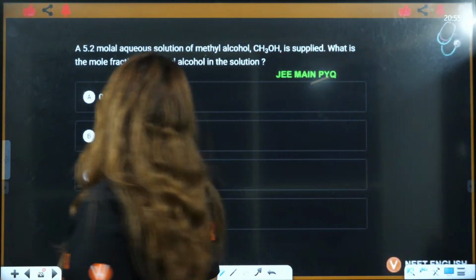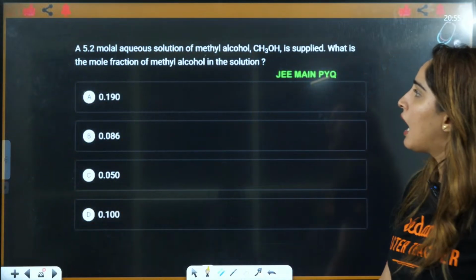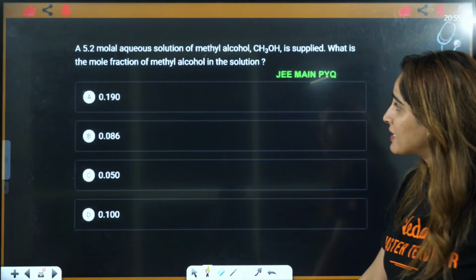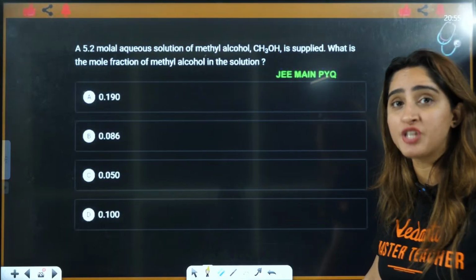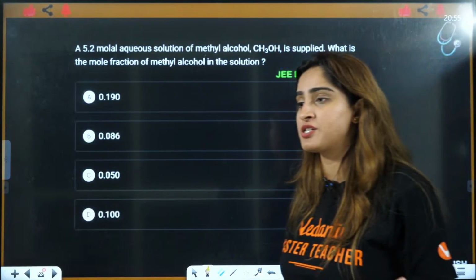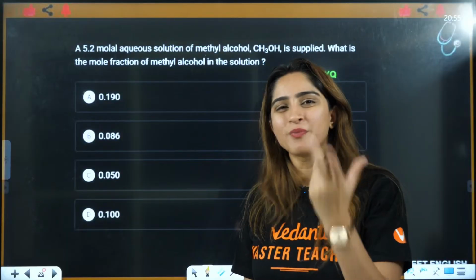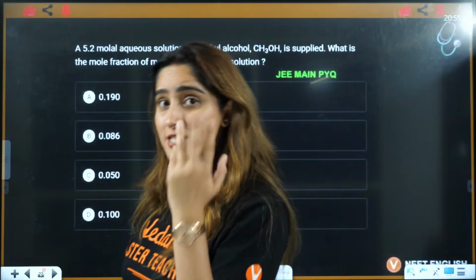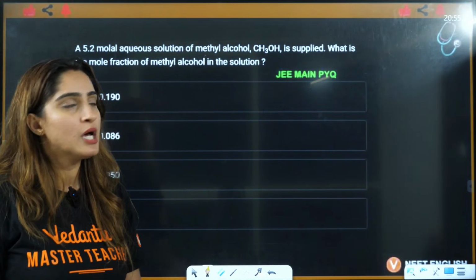So, next question is, 5.2 of methyl alcohol, this is supplied. What is the mole fraction of methyl alcohol? I have also taken a JEE Mains previous year question, because you should also do the previous year questions of JEE Mains. That is mandatory from now. You can't skip that. NEET is important and JEE Mains previous year questions are also as important for you.